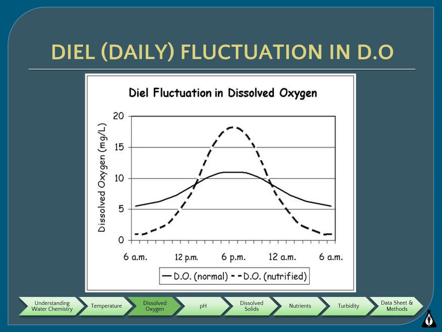Diel means daily. So this is the daily fluctuation of dissolved oxygen that you can see throughout the day. Here we have two different lines represented. The black solid line is represented with normal DO fluctuations that will happen throughout the day in a stream. The dashed line is called a eutrophic state of dissolved oxygen within the stream. So this is a stream that has had excess nutrients in it so that it causes a higher swing in dissolved oxygen.